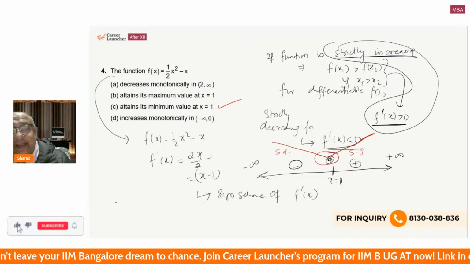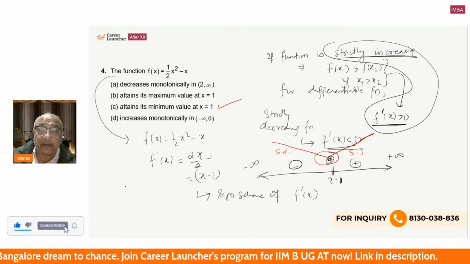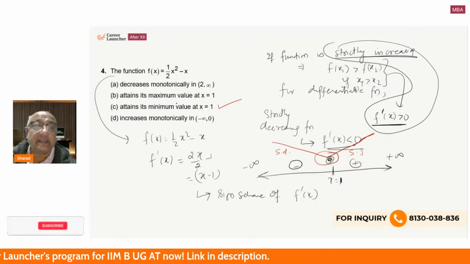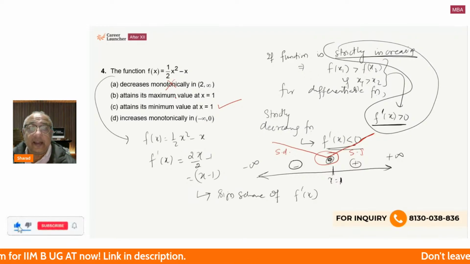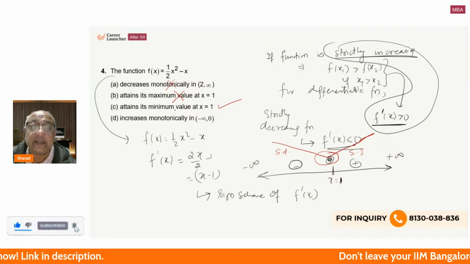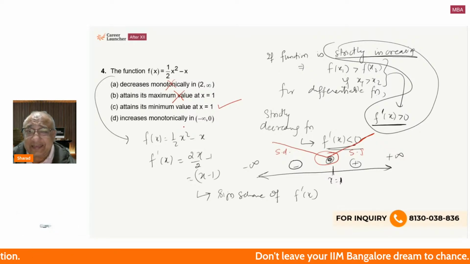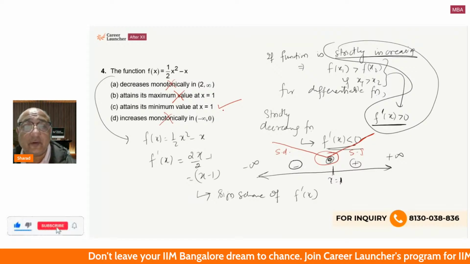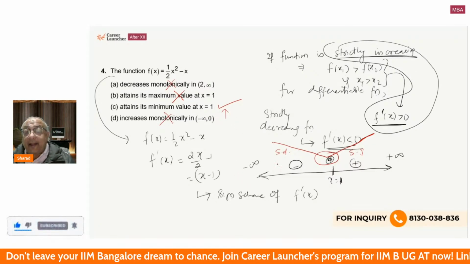So at x equal to 1, it has a local minima. Is it decreasing strictly from 2 to 1? No, it is increasing, so this is incorrect. Is it attaining maximum value? No, it is attaining minimum value. Is it increasing from minus infinity? No, sir, it is decreasing. So all three were wrong. This is correct.